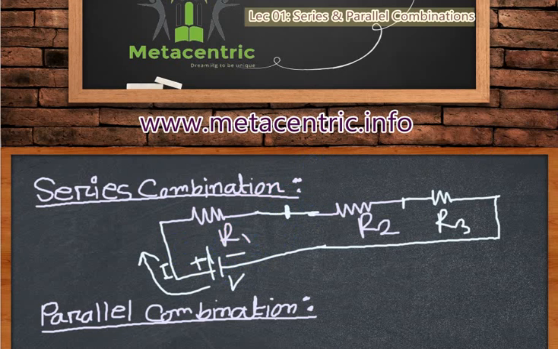For R1, there are actually two terminals. Let me color it green. For R2, the terminals are red, and for R3 the terminals are, suppose, green. So for each resistor there are different terminals. As there are different terminals, the voltage should be divided.